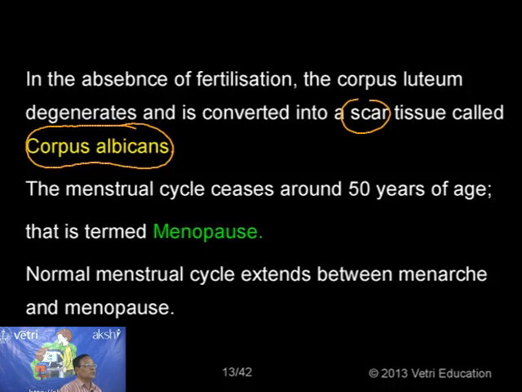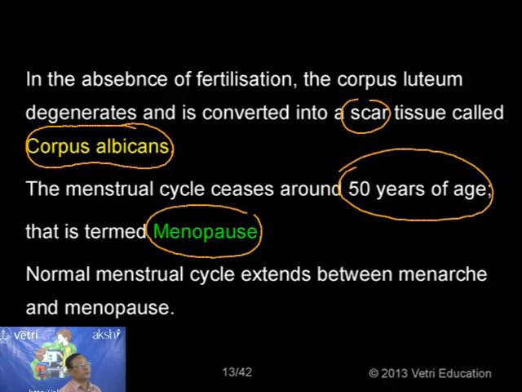Now, I mentioned already the menstrual cycle starts at puberty, what we call the menarche period, and it ends at roughly the age of 50 on average. That period where there is no menstrual cycle is called menopause. The menarche, the starting of the menstrual flow, is at the time of puberty, and menopause is the ending stage when there is no menstrual cycle.